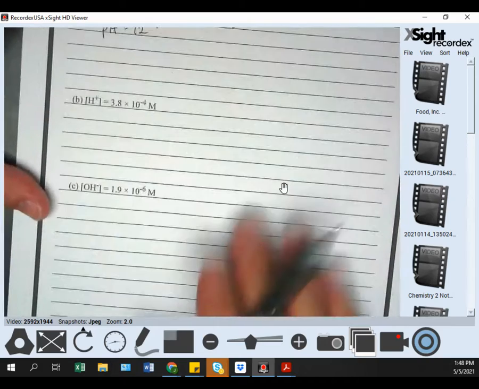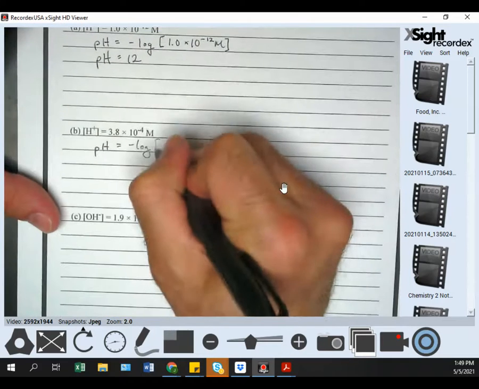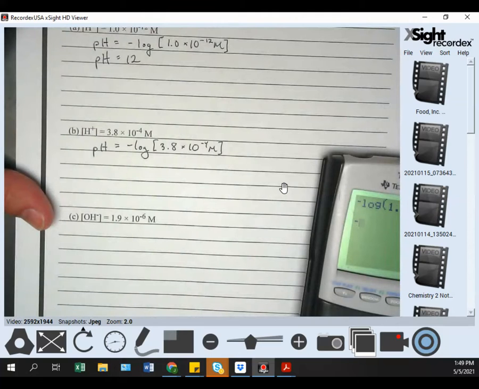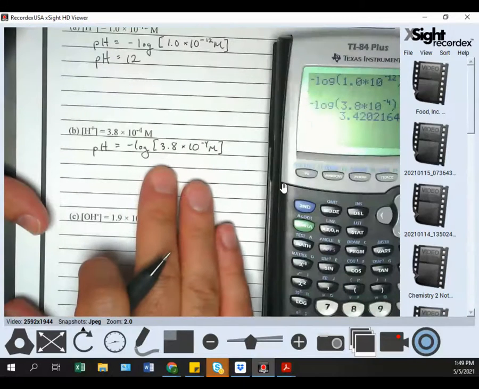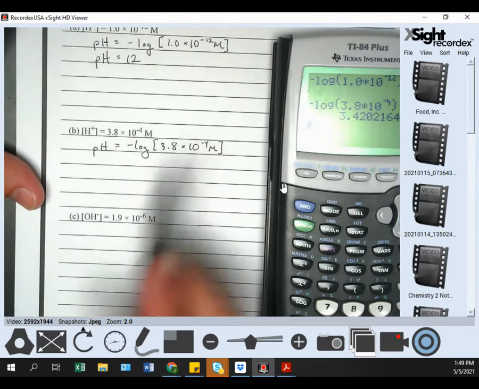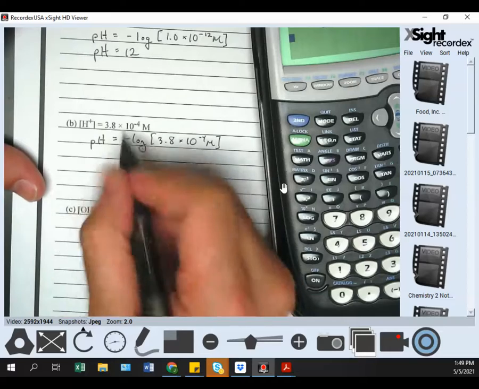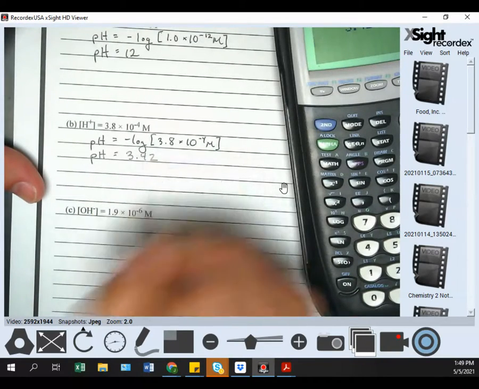Now let's see what it does in B here. Same type of idea. pH equals negative log of 3.8 times 10 to the negative fourth molar. You round to the number of decimal places that match the significant figures. So if there are 2, then you go to 2 decimals. I'm kind of lenient on it, but you should go to at least 1 decimal. This is 3.42 or 3.4.